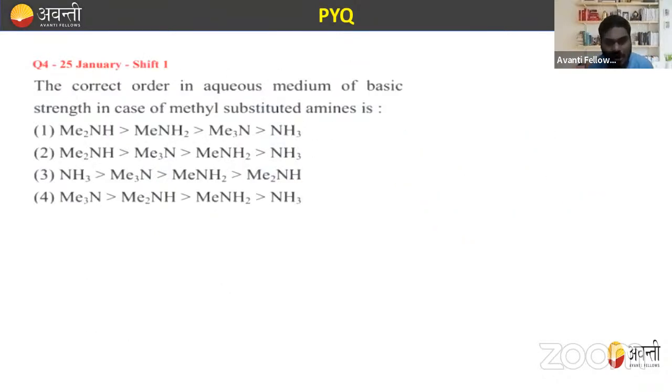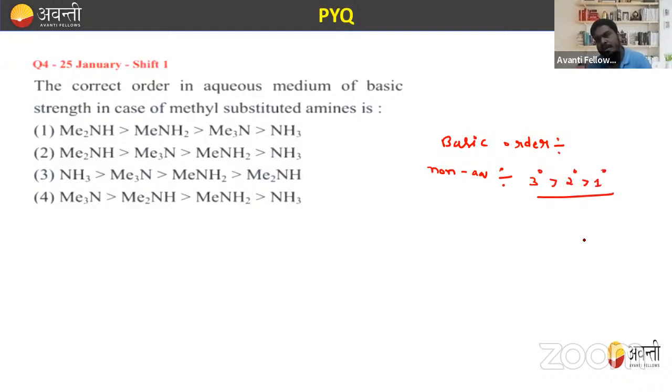That is the correct order in aqueous medium of basic strength in case of methyl substituted amine. Okay, so we know that we have two types of basic order, one in aqueous and one in non-aqueous, and remember this beta, every time questions are coming from this topic. Non-aqueous means anything other than water, right? So in non-aqueous, the order is like this: 3 degree, 2 degree, and 1 degree. That is, the most basic is 3 degree, and the minimum will be 1 degree.